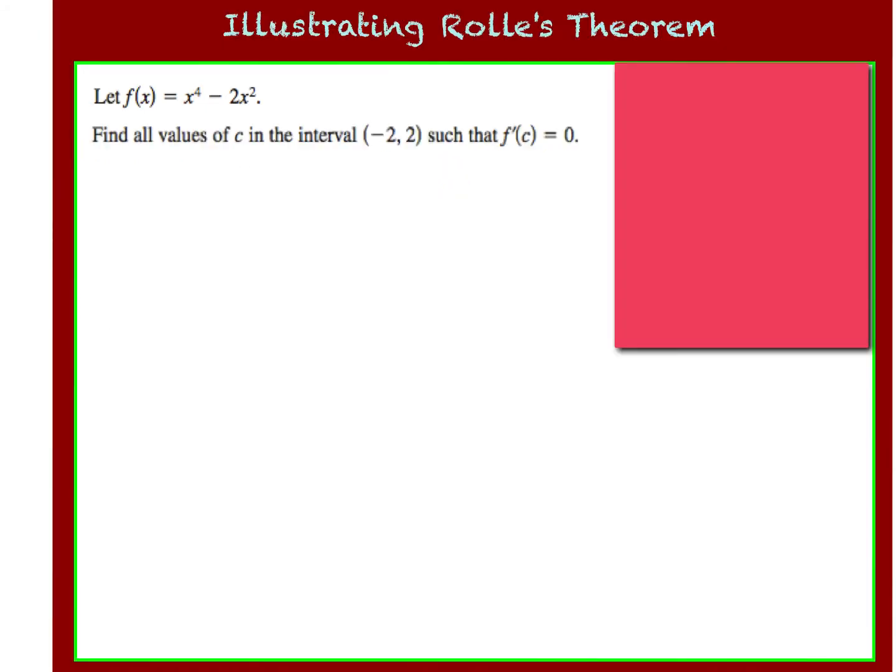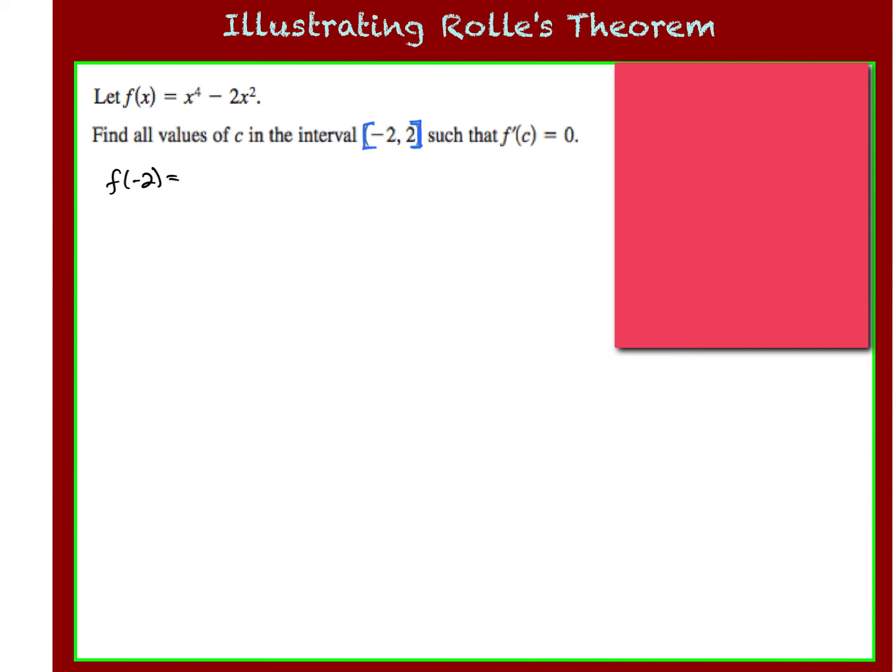So now we have the function x to the 4th minus 2x squared. And we need to find all the values on the interval negative 2 to 2 such that f prime is equal to 0. So basically they're saying, use Rolle's theorem. Right? That's really what they're saying. So if we're going to use Rolle's theorem, we need to figure out if the y values are the same. So let's substitute in. So f of negative 2.